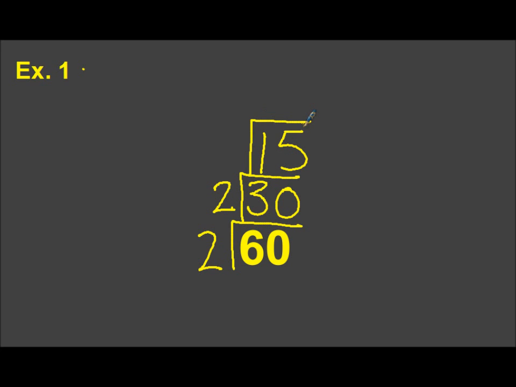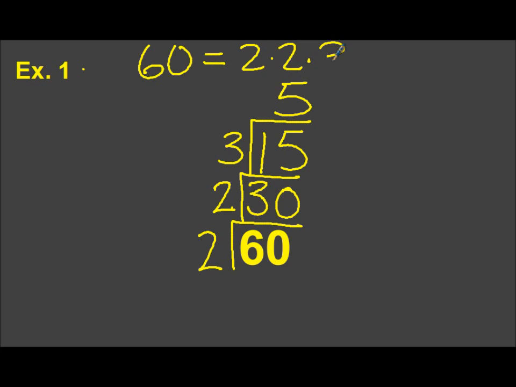Now we have to think for a moment of another prime, which would be 3. 3 goes into 15 5 times. And so our answer here is 60 equals 2 times 2 times 3 times 5. So we factored it out according to division.